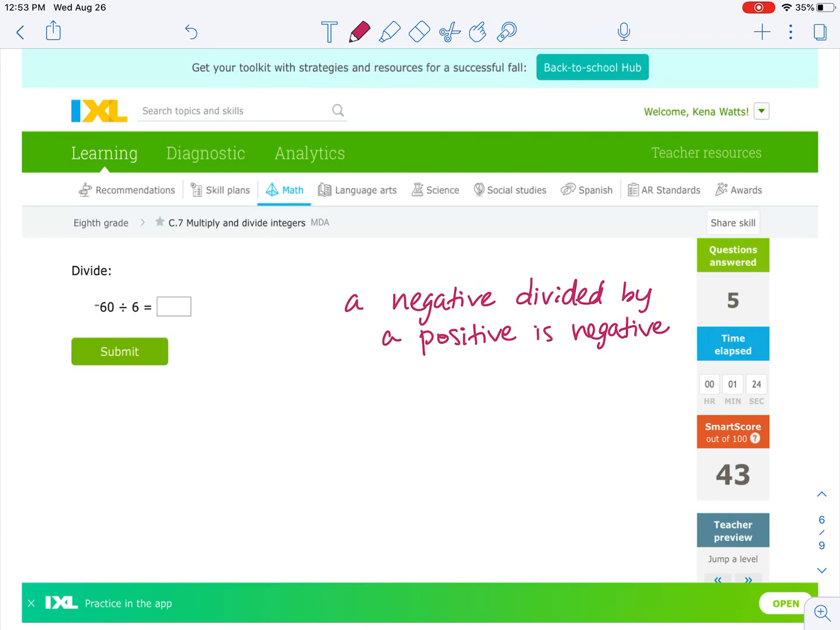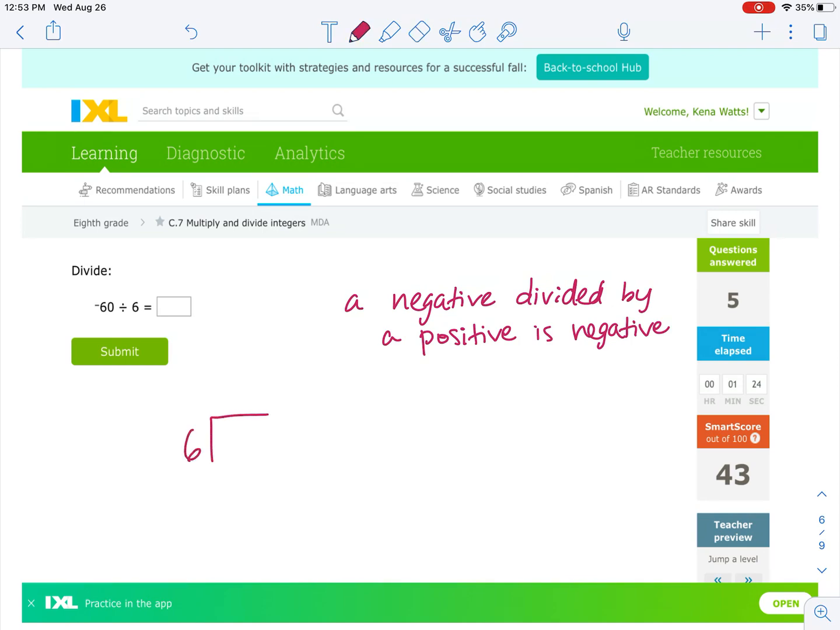Here, I'm trying to divide negative 60 by 6. So a negative divided by a positive is negative. So again, we have one negative number. Just like with multiplication, when we have one negative number, our result is going to be negative.